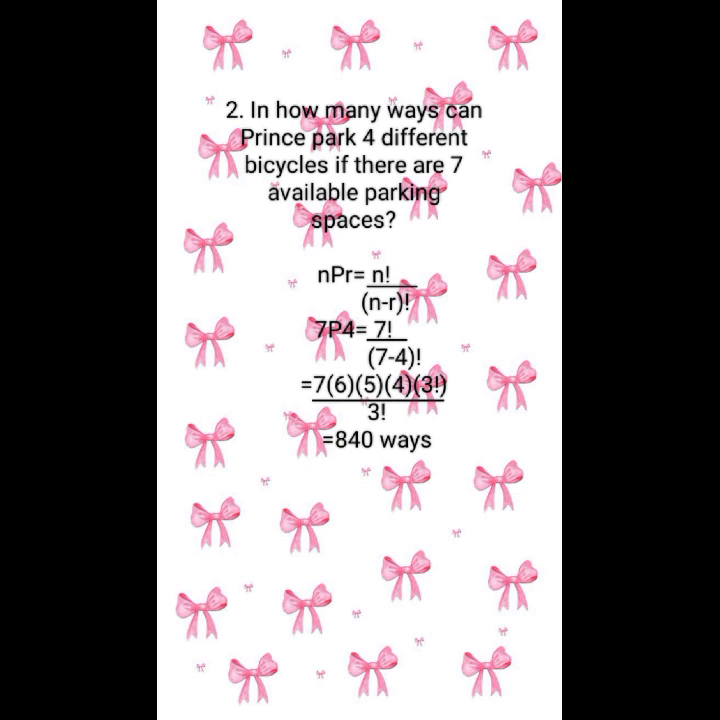So again, we are going to start from 7 down to 1. So 7 times 6 times 5 times 4 times 3 factorial all over 3 factorial, then cancel, and that is equal to 840 ways. So there are 840 ways of parking 4 different bicycles in 7 available parking spaces.